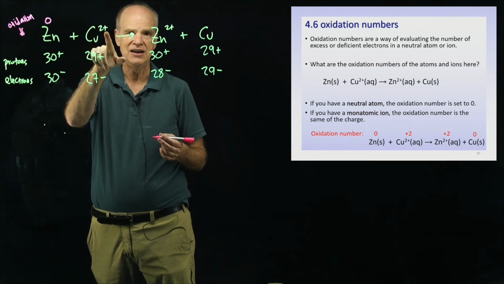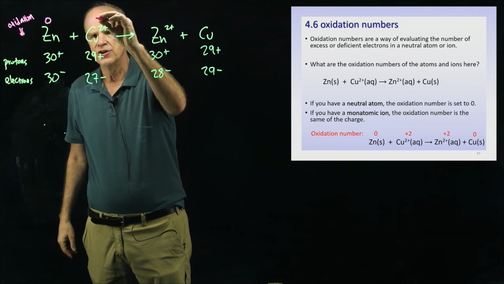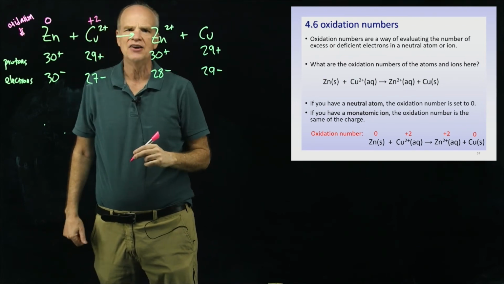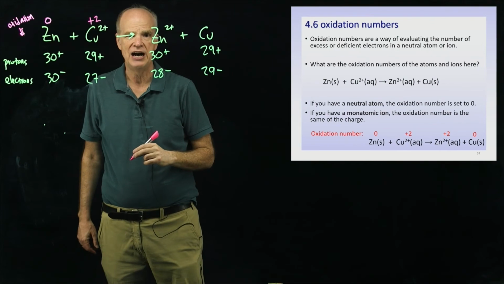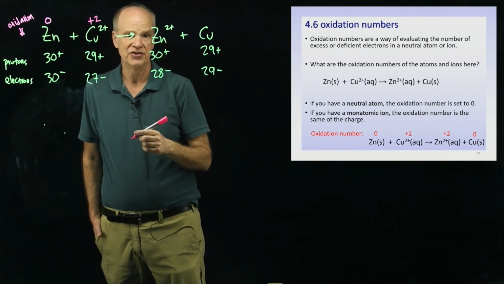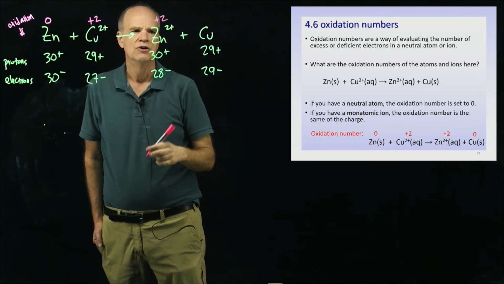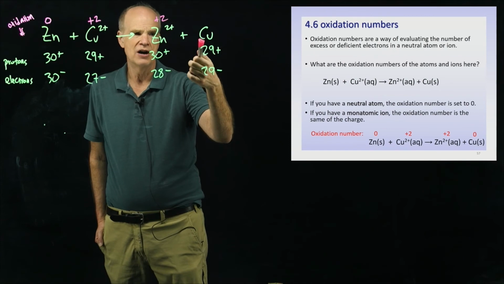and then the charge next. But here with oxidation numbers, it's reversed. People typically write the charge first and the number next. So the oxidation number of the copper 2+ ion is +2. Now we have the zinc 2+ ion as a product, and so what's its oxidation number? It should be +2. Okay, what is the oxidation number of the product that is copper metal?